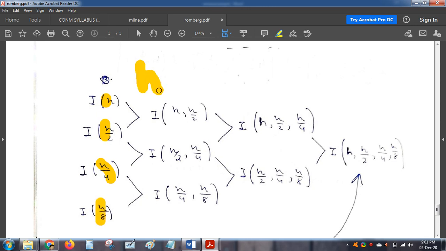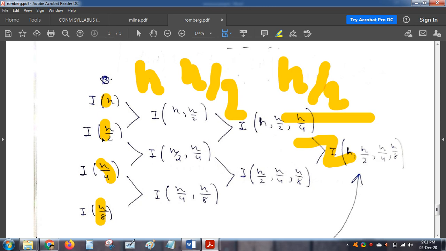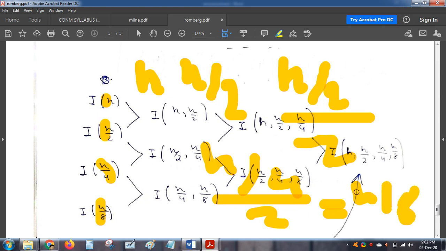So first was h, then you divided h by 2, then you divided this h by 2 again, so it is h by 2 divided by 2, so basically it's h by 4. Then you divided h by 4 by 2 again, so it's basically h by 8. So in this way you have kept on dividing it.